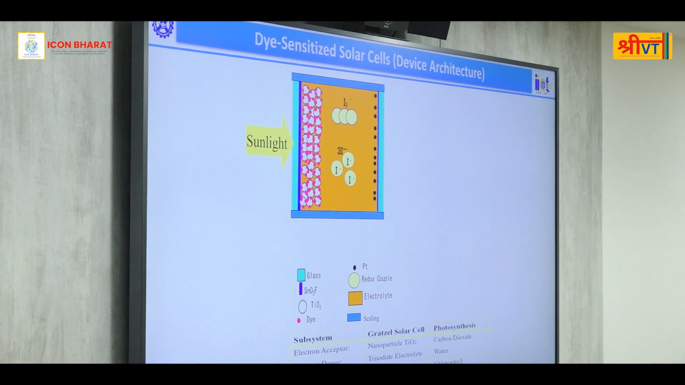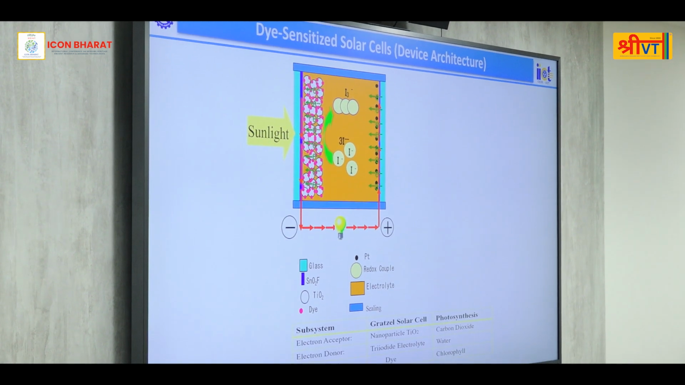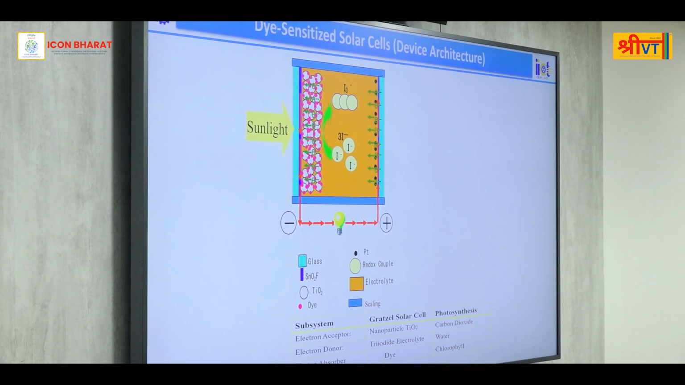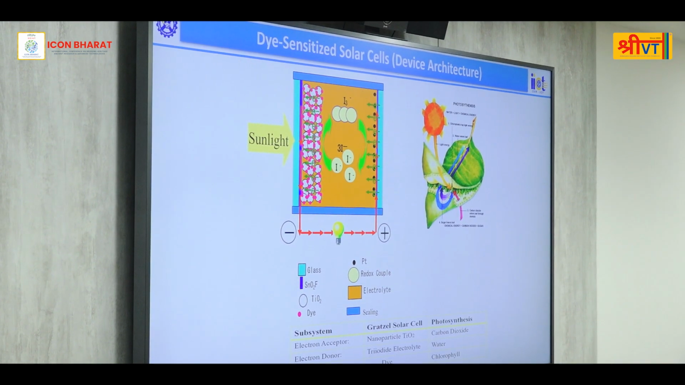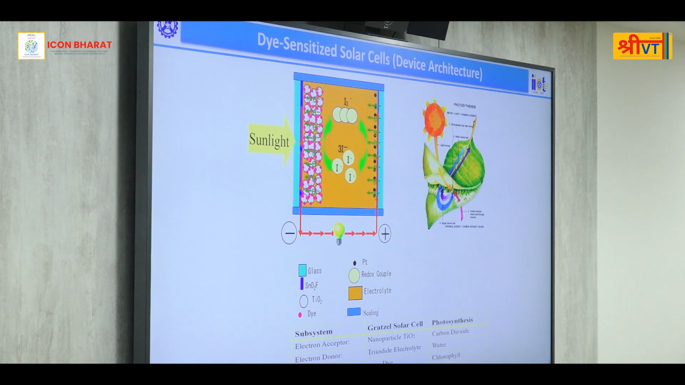So after that, what will happen when you shine the light: the sensitizer gets excited, and then the electron in the excited state is injected into the TiO2 conduction band, from there to the external load, and from the external load to the counter electrode. So it will complete a cycle. If you look into this kind of methodology, it is very similar to natural photosynthesis, where the chlorophyll converts the sunlight into chemical products, and here sunlight is converted into electrical energy.